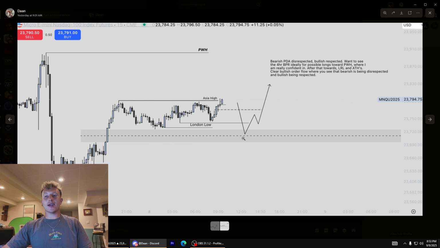Basically, this is not going to happen every time, but if I had to make a prediction, this would be it. I mean, it's perfect. And he says, bearish PDA disrespected, which I agree. You can kind of see us running through these bearish fair value gaps. We still got one up here, but we still ran through this like it wasn't even there, which is a very bullish sign. And he says he wants to see 4 hour BPR, ideally for possible longs, where I'm really confident. Yep. So I definitely agree with this.